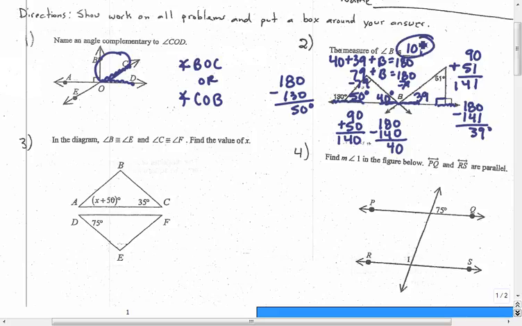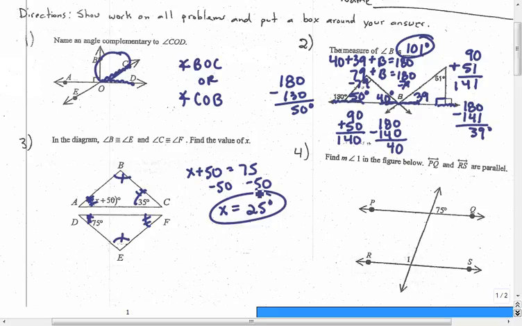Okay, problem number 3. I'm told that angle B is congruent to angle E. Angle C is congruent to angle F. Okay, if I have 2 triangles with 2 angles that are congruent, the third angles must be congruent because there's only one option, since in each triangle it adds to 180 degrees. So that means angle A has to be congruent to angle D. So x plus 50 is equal to 75. All I have to do is subtract 50 from both sides to determine that x is 25 degrees.